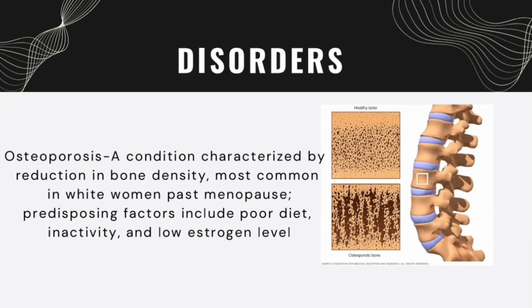Osteoporosis, a condition characterized by reduction in bone density, most common in white women past menopause. Predisposing factors include poor diet, inactivity, and low estrogen level. So, osteoporosis is a chronic disease in which bone density and quality decrease over time, causing bones to become brittle and susceptible to fractures, particularly in the hip, spine, and wrist. It is most common in postmenopausal women.